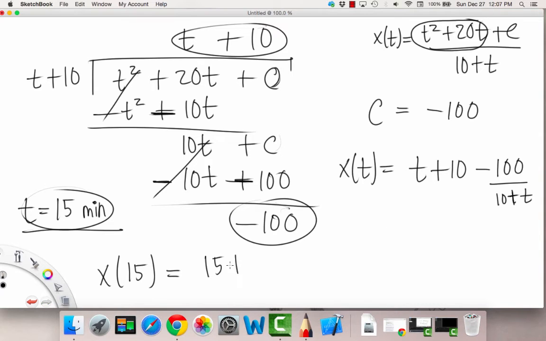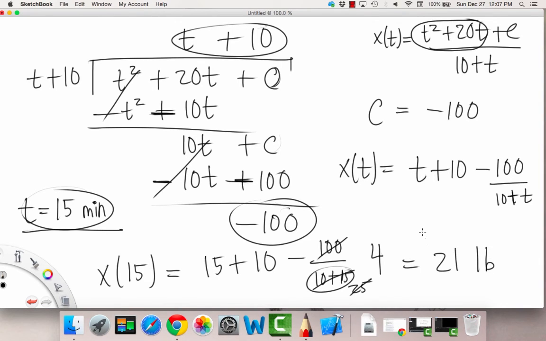So we get 15 plus 10 minus 100 over 10 plus 15. On the bottom we have a 25. 100 divided by 25 is a 4. So we have 15 plus 10, 25, minus 4, which gives us 21 pounds of salt. So this is how many pounds of salt are in the tank when our tank is full.